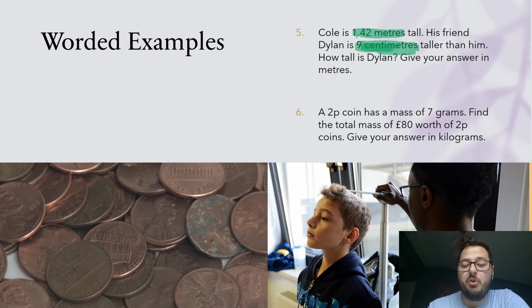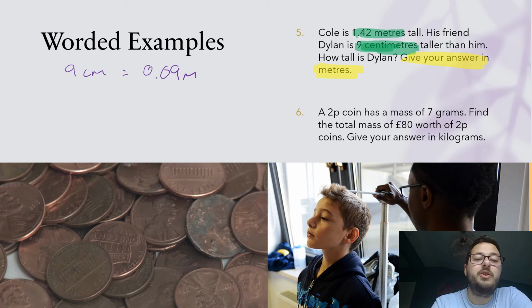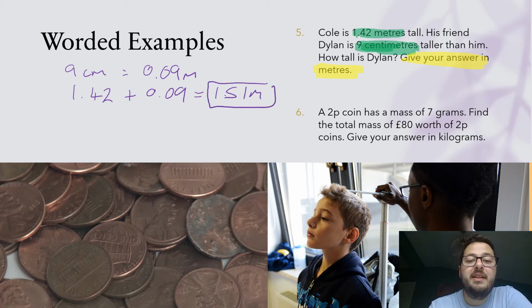Now the way to tell which one to do is in the end of the question. So it says give your answer in metres. So that means to me that I want to turn it all into metres. So let's do that then. If we start with the centimetres, so 9 centimetres, if I divide by 100, it's 0.09 metres. Now he's 9 centimetres taller than Cole, so we want to add this on to 1.42. So 1.42 plus 0.09 is 1.51 metres. And that must be how tall Dylan is. So that was question 5.